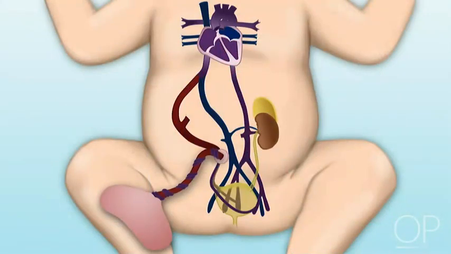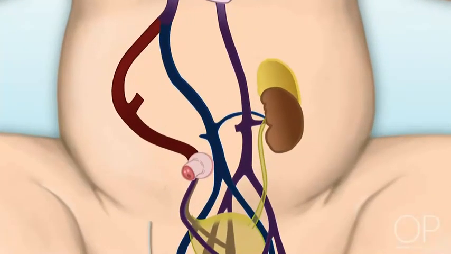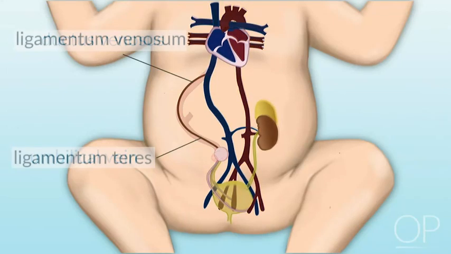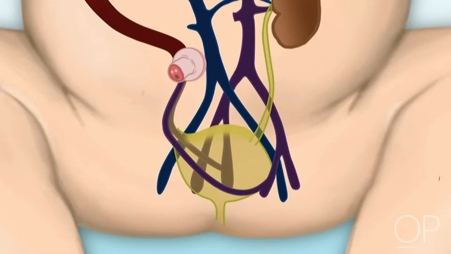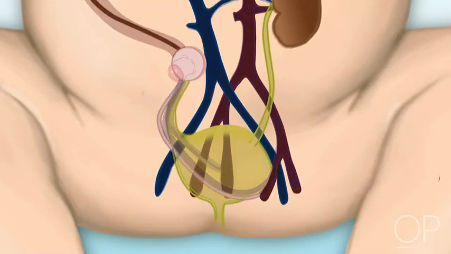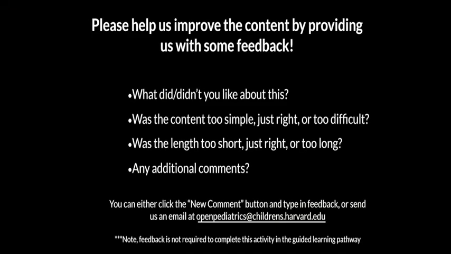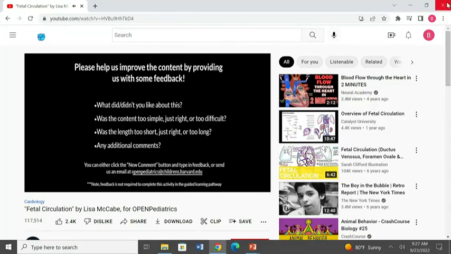The ductus venosus is open at the time of birth, making central venous access possible through the umbilical vein. As fibrin infiltrates the ductus venosus, it usually closes within 3 to 7 days. After it closes, the remnant is known as ligamentum venosum. Within a week after birth, the umbilical vein and umbilical arteries are infiltrated with fibrin and also become ligaments. Thank you for your time. This concludes our lecture on fetal circulation. Please help us improve the content by providing us with some feedback.